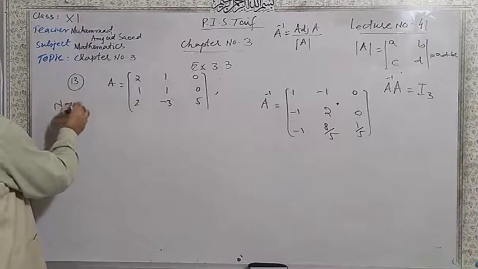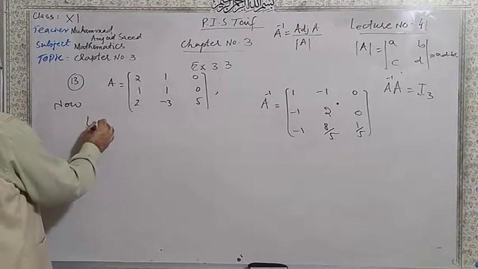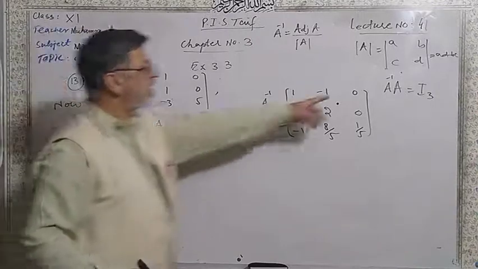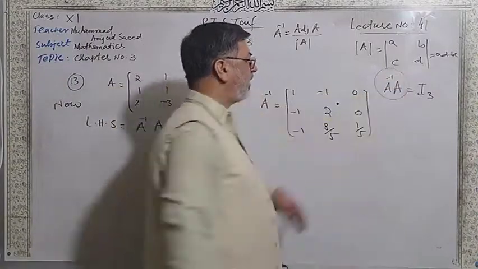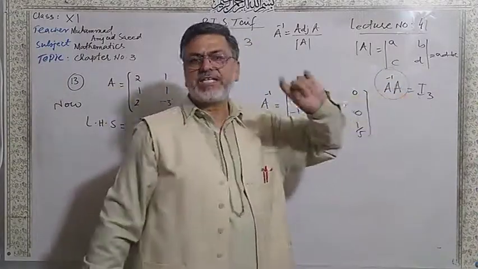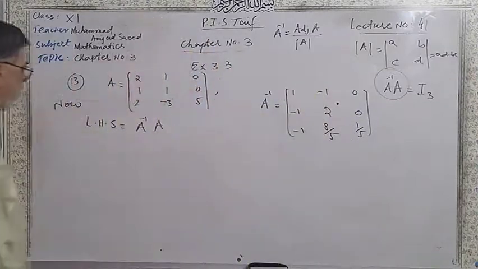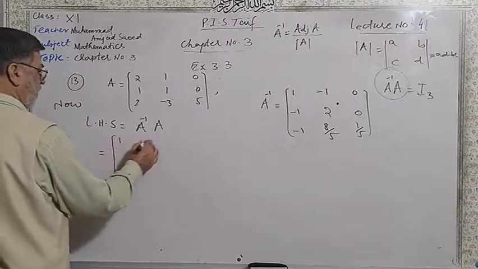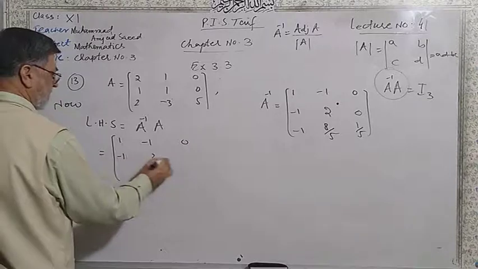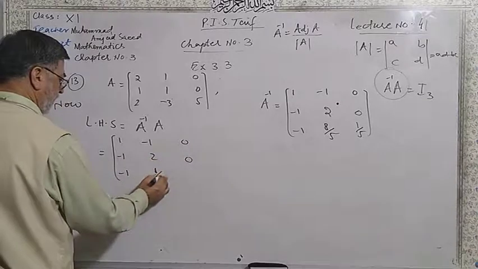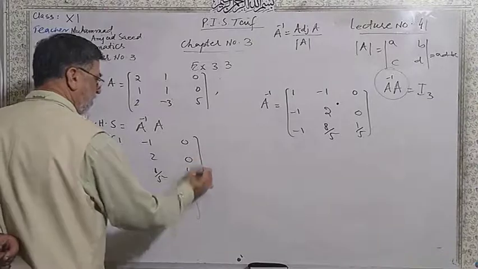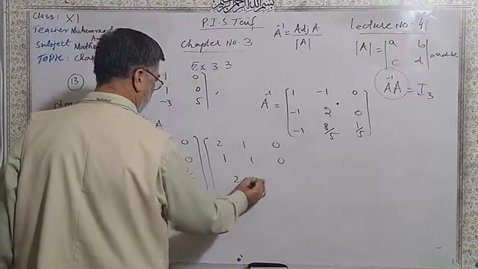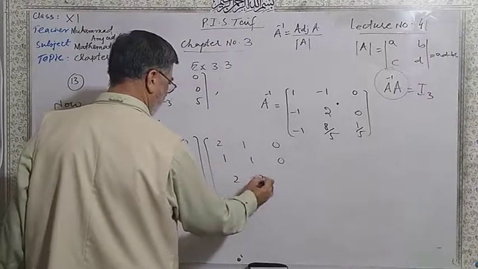Now, we will take the left hand side. Left hand side is A inverse A, and we have to prove I3. I3 means identity matrix of order 3: 1, 0, 0, 0, 1, 0 and 0, 0, 1. Here is 1, minus 1, 0. Minus 1, 2, 0. Minus 1, 8 over 5 and 1 over 5. Into 2, 1, 0. 1, 1, 0. 2, minus 3 and 5.